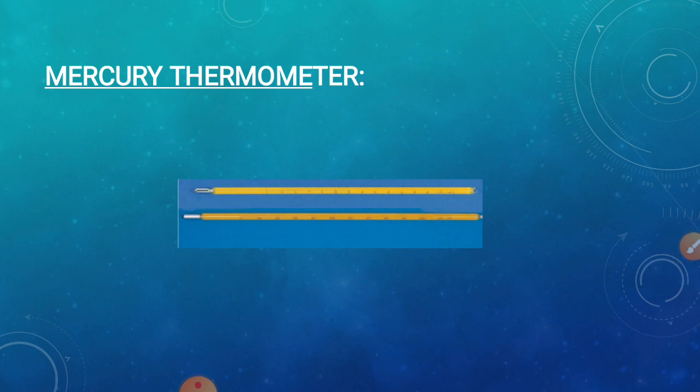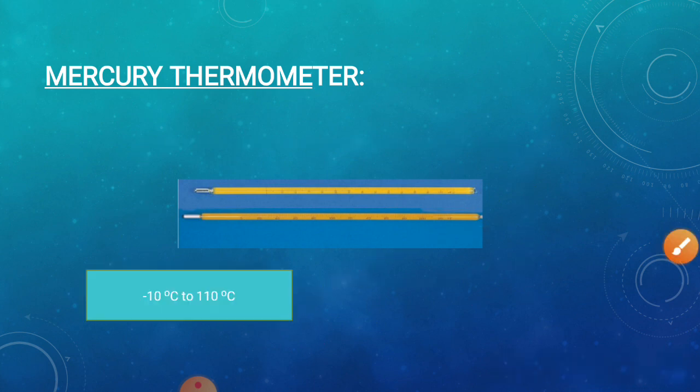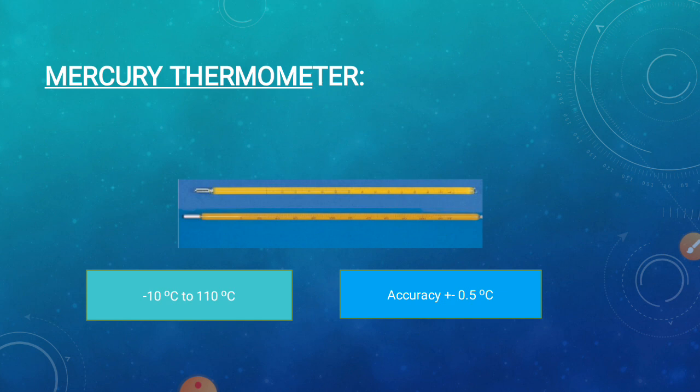As I told you, commonly in the laboratory a mercury thermometer is used to measure temperature. How does it look? This is a mercury thermometer. It can measure temperature from minus 10 Celsius to 110 Celsius. And how accurate is it? Its accuracy is plus minus 0.5 Celsius.